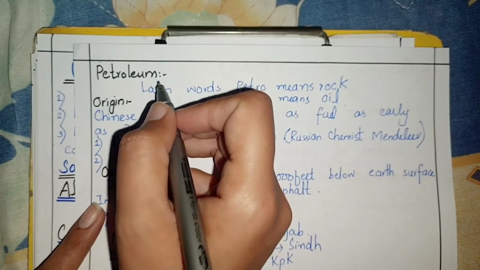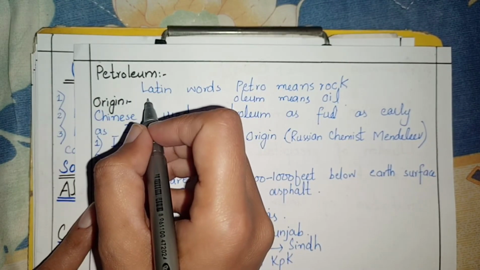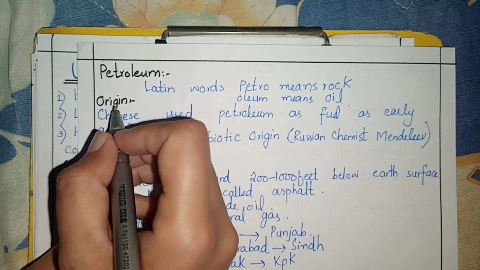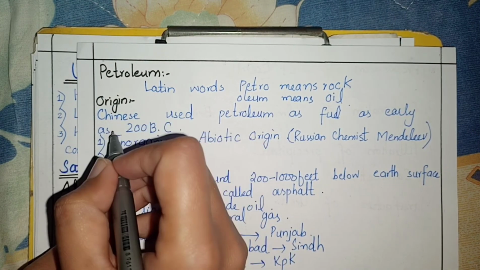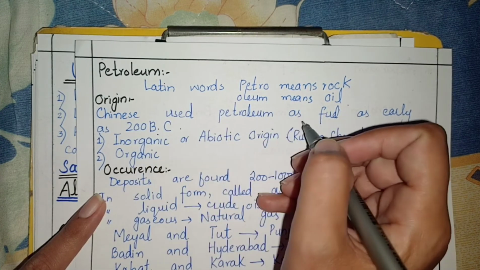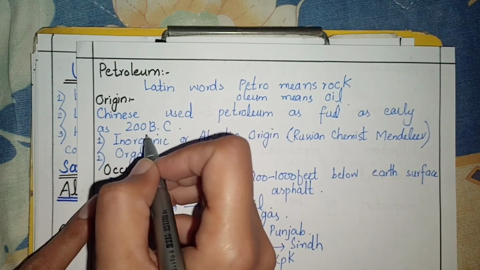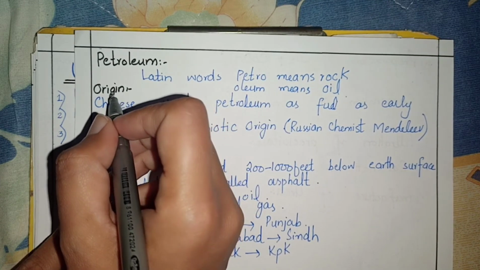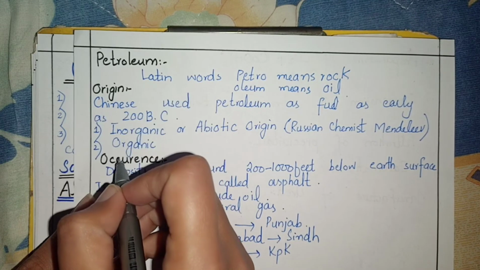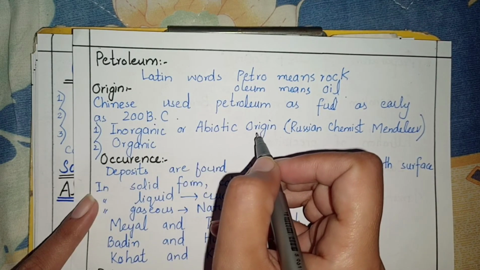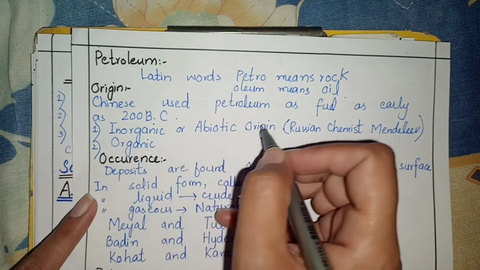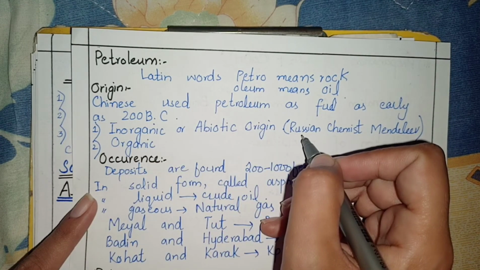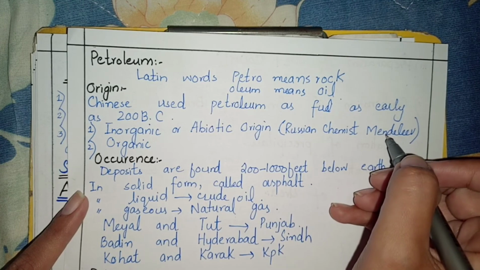Petroleum industry. Petroleum is derived from two Latin words: petro means rock and oleum means oil. Regarding the origin of petroleum, the Chinese used petroleum as fuel as early as 200 BC. There are two theories about the origin of petroleum: inorganic or abiotic origin and organic origin. Inorganic or abiotic origin was put forward by the Russian chemist Mendeleev.